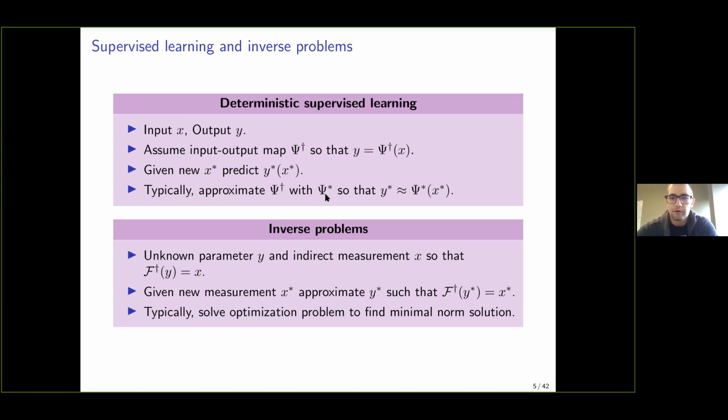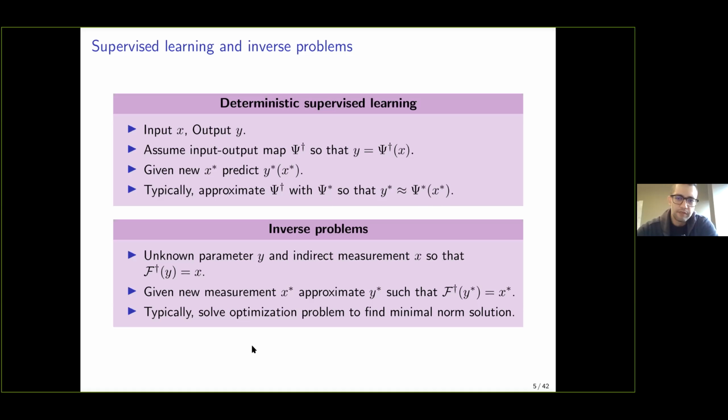So this can be, if you're doing linear regression, for example, linear functions, or if you're doing neural networks, this would be a neural network. But the goal really is that the output is going to now be approximated with psi star of X star, right? So let's look at the inverse problem.